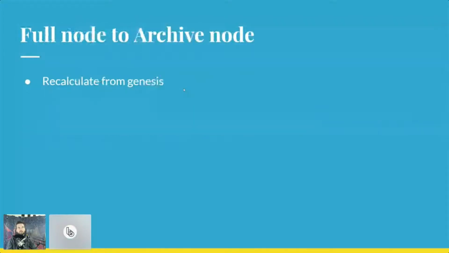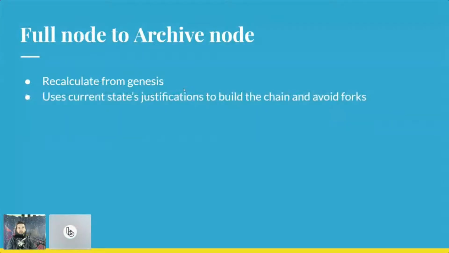So a full node becomes an archive node by recalculating from Genesis. It uses current state's justifications to build the chain and avoid forks. Because it has to be synced with a current full node, and then you can unplug it, it knows, because these justifications, these finalizations are also written in the past states, and so are also written in their past extrinsics and in the current state. And so the full node can follow those to build the chain and even avoid the forks that happened in the meanwhile. It replaces extrinsics and applies metadata as needed.